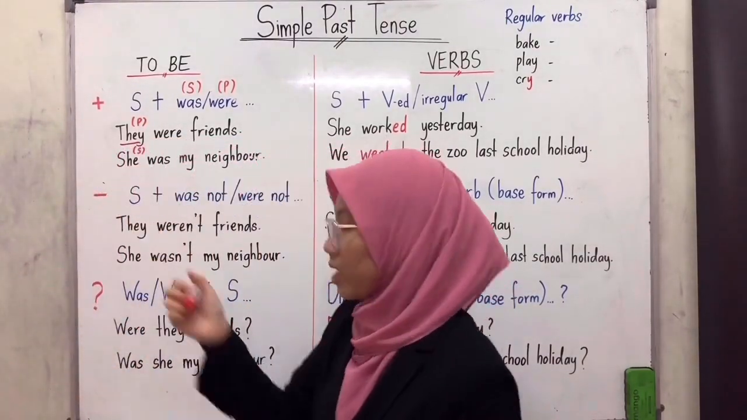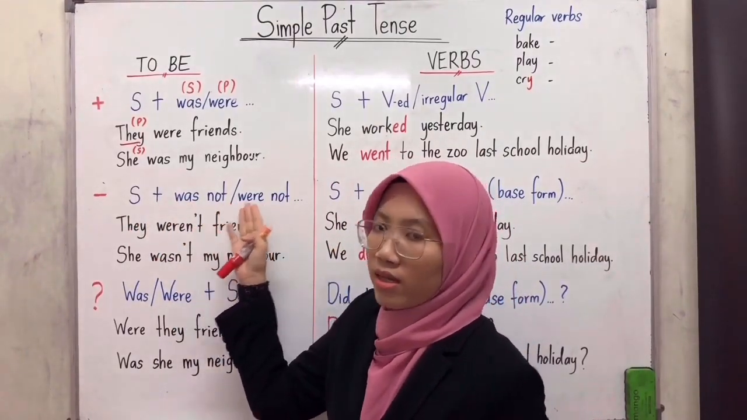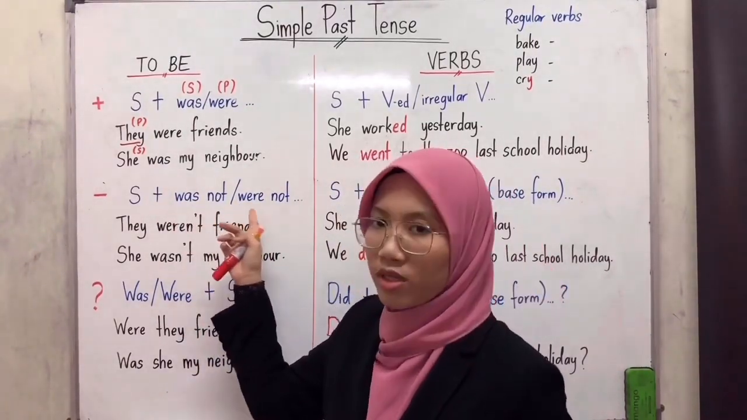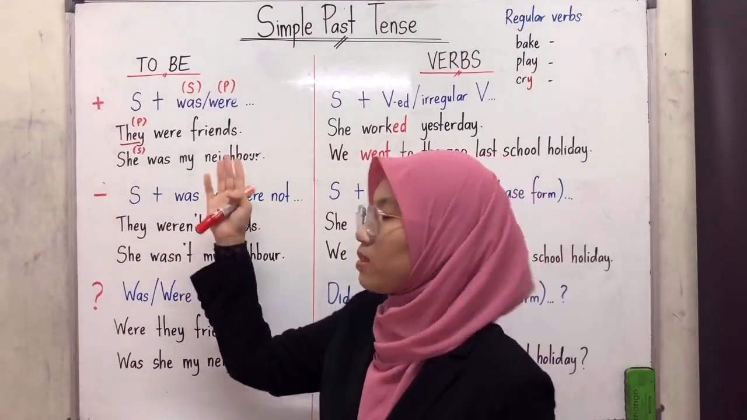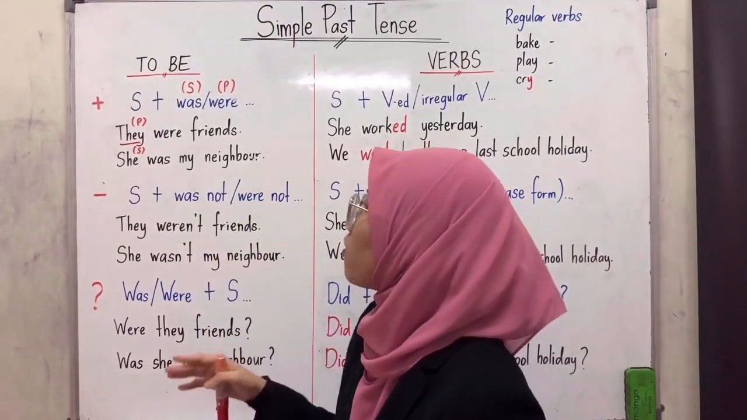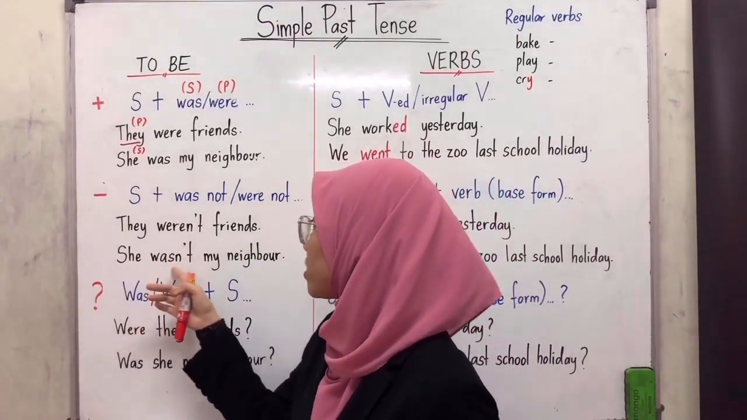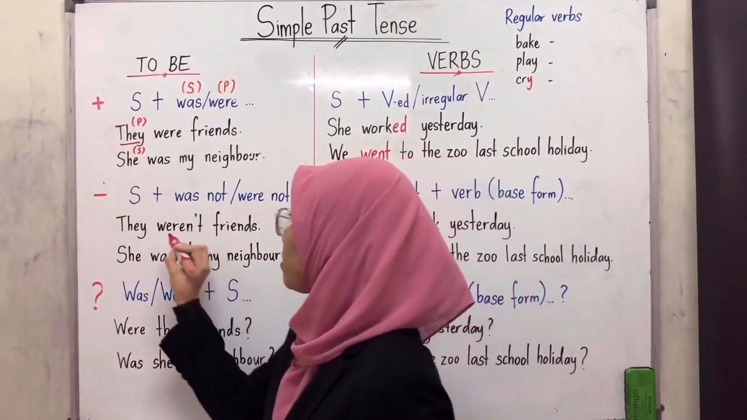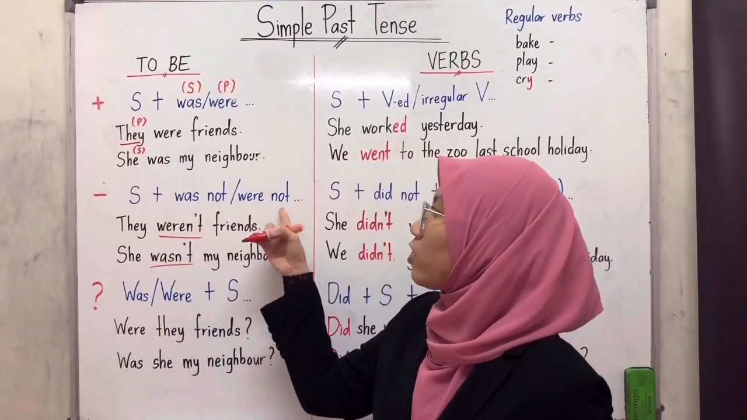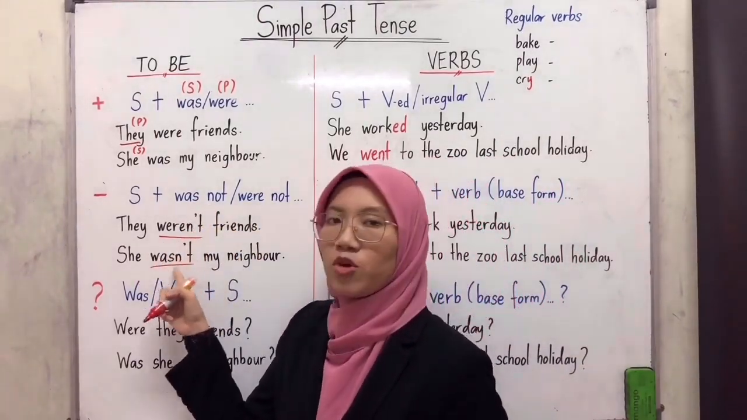For a negative statement, we will use subject plus was not or were not and the rest of the sentence. We just add not after the word was or were. Using the same examples as above, they weren't friends. Second, she wasn't my neighbor. Weren't comes from were not, while wasn't comes from was not.